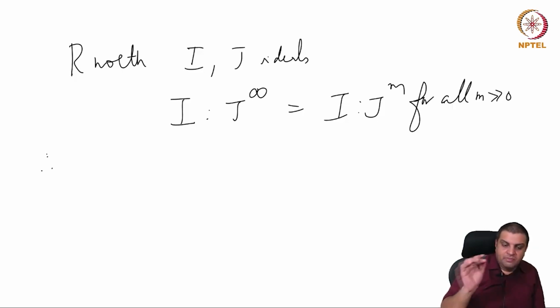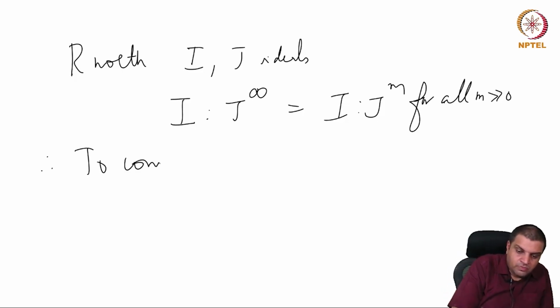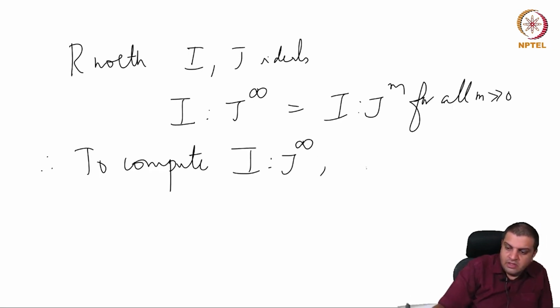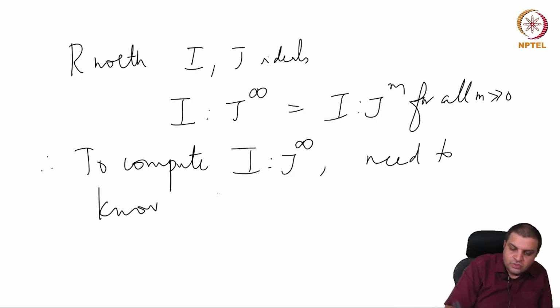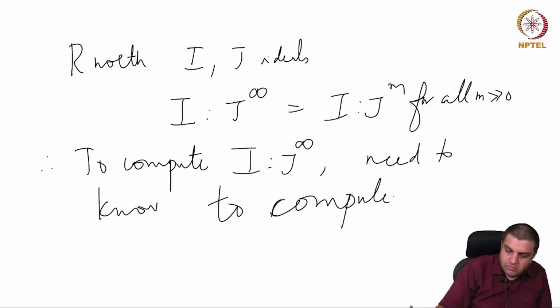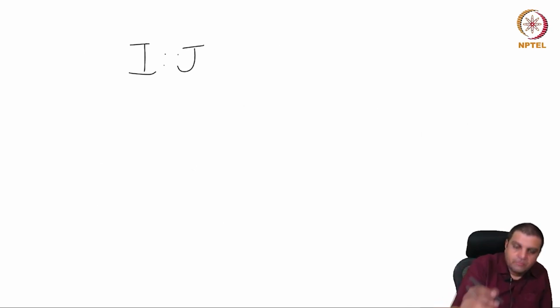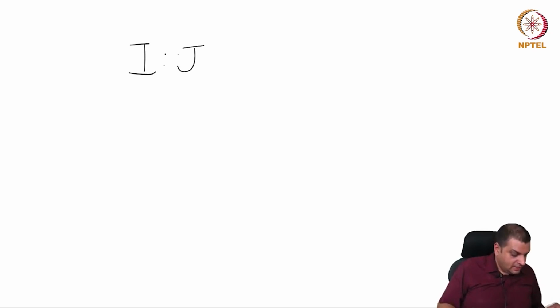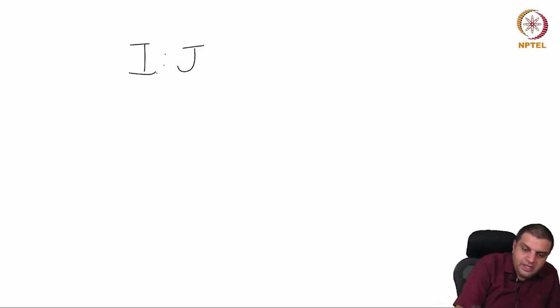So to compute the saturation I colon J, we need to know just I colon J, for different J, as J runs over various things. So we need to know how to compute I colon J, some colon of two ideals. But how do we?